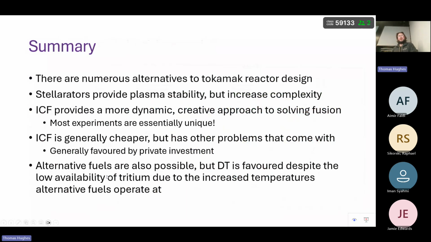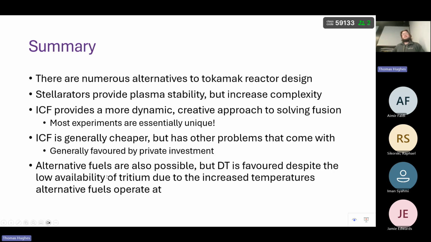Stellarators, they're pretty good. They provide a lot of plasma stability, but the complexity of them increases and it's much harder to turn them into reactors for the grid. But they have the higher potential, I reckon, than Tokamaks once we solve the problem, because plasma stability is really important. Inertial confinement fusion, yeah, very dynamic and creative approach.